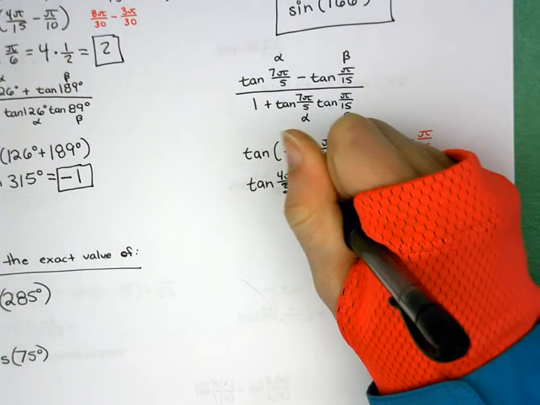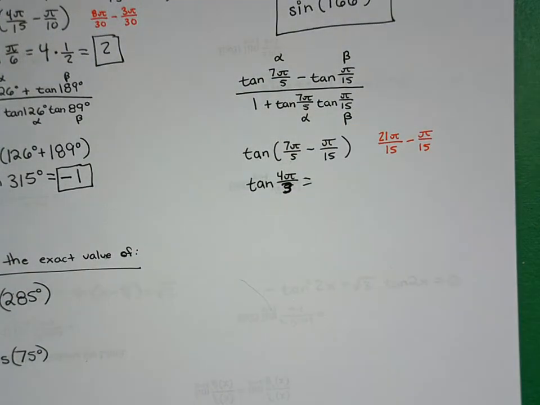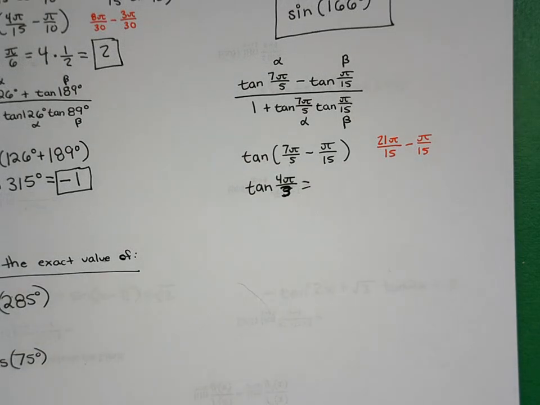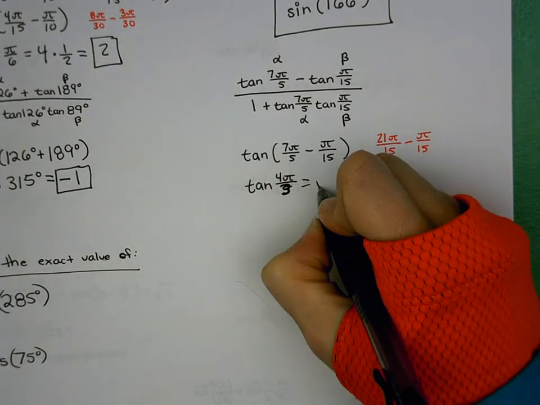4 pi over 3 sits in the third quadrant, so tangent is positive there. And this is the pi over 3 angle in the third quadrant, so what is the tangent of pi over 3, or in this case, 4 pi over 3? That would be root 3.